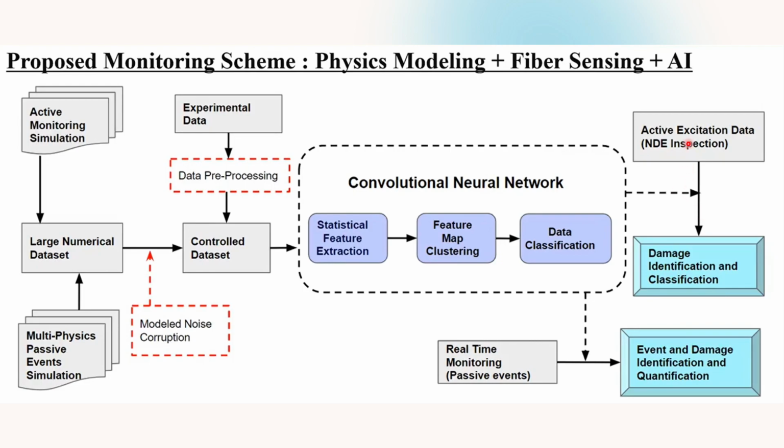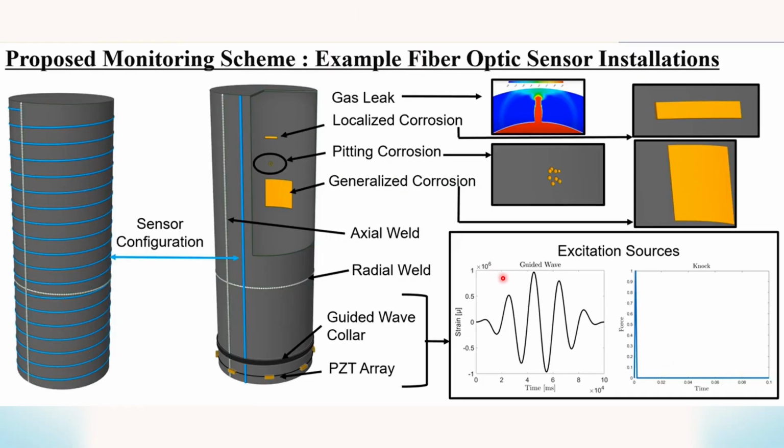Then they have active excitation of the data, where damage identification and classification can be done by the CNN. And they have real time monitoring for the passive events. Then also they can identify the event and do damage identification and quantification. This is the proposed monitoring scheme.